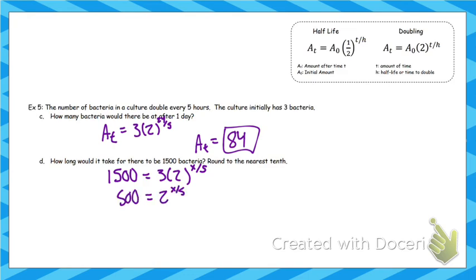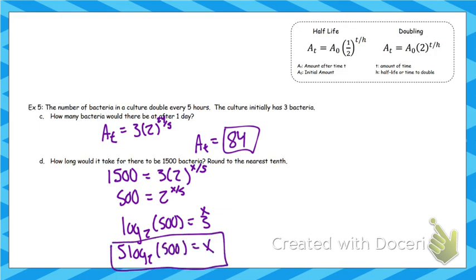The exponent base is by itself, so write this in log form. Log base 2 of 500 equals x over 5. Multiply both sides by 5, and then you have your exact answer. Plug this into a calculator, use log ab, and you'll get 44.83 hours. Again, time is consistent, so it was hours at the beginning and we ended with hours here.